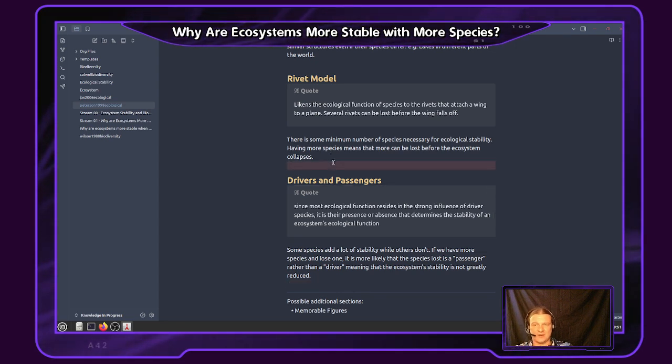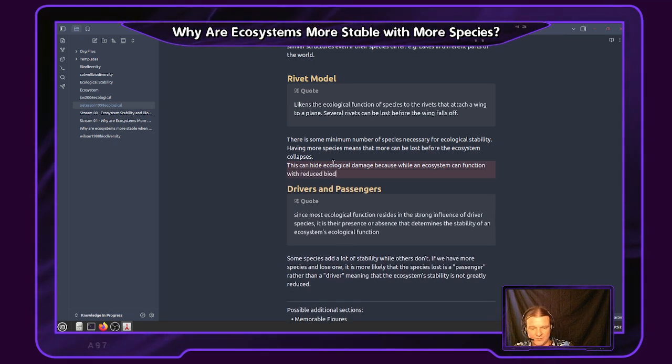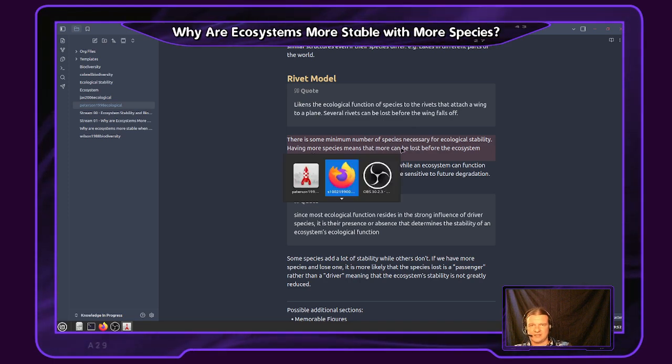That's worth taking a note of here. So we'll say something like this can hide ecological damage because while an ecosystem can function with reduced biodiversity, it becomes more sensitive to future degradation. Okay, so the rivet model seems like it's pretty solid.